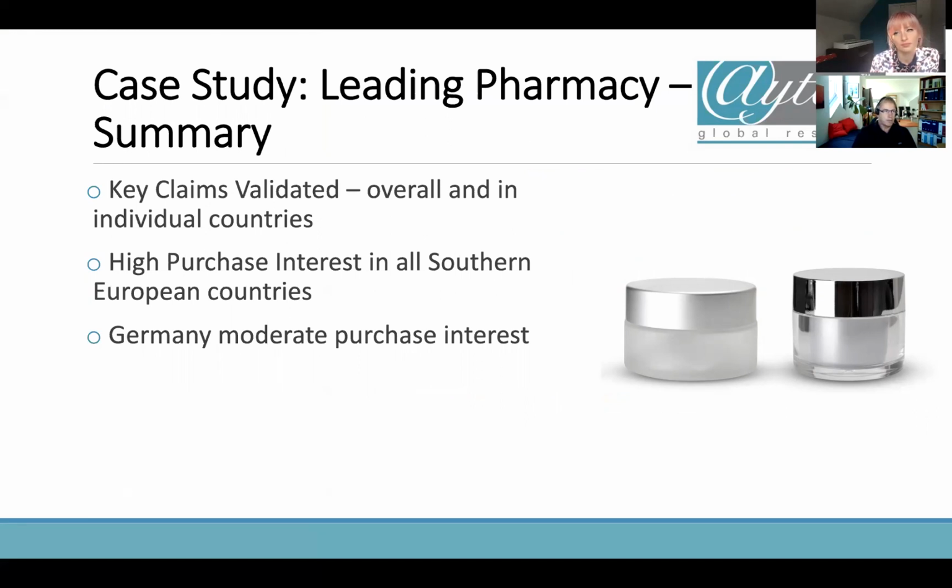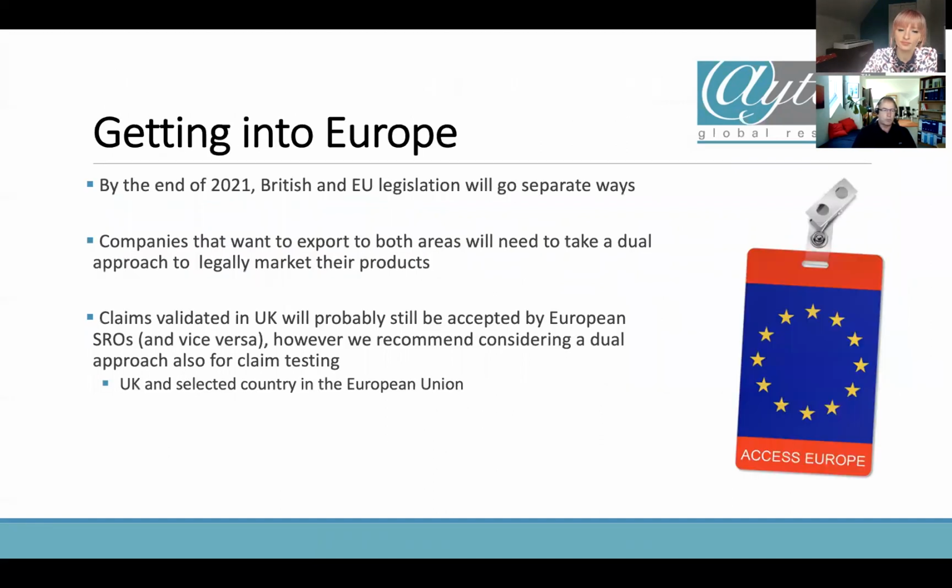Germany, still the biggest market, is something that would require a bit more elaboration, as there's so far a fairly moderate purchase interest. So I would recommend to go deeper in market research and explore a bit further why this is not as good as it could be. At any rate, I think these were some strong results that the company can work with.